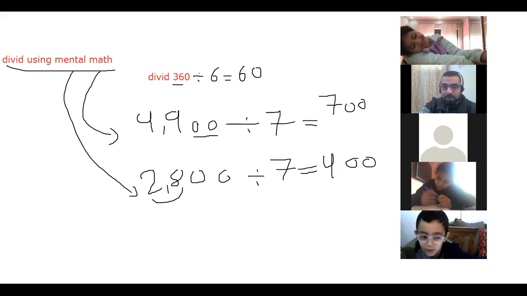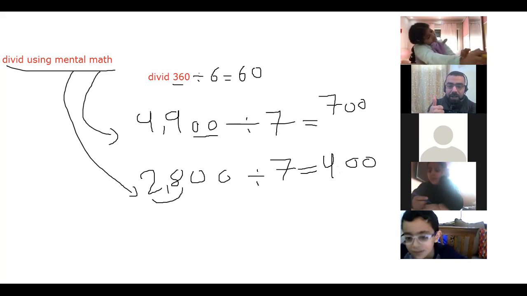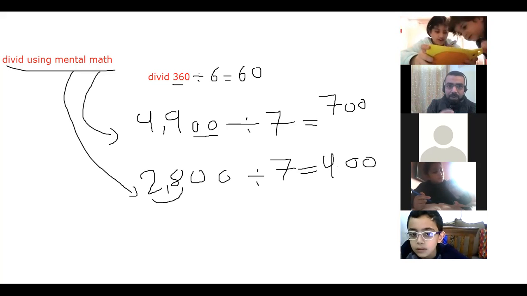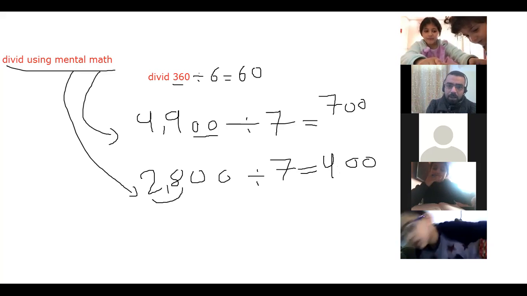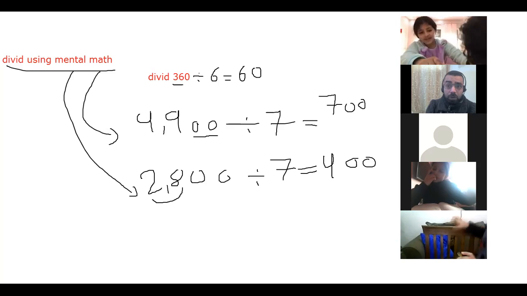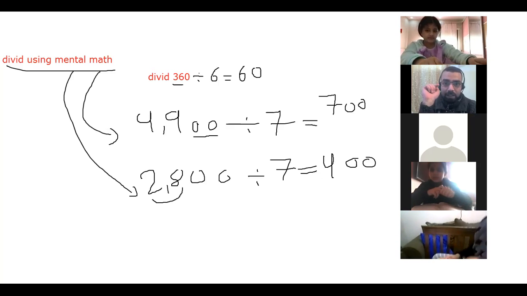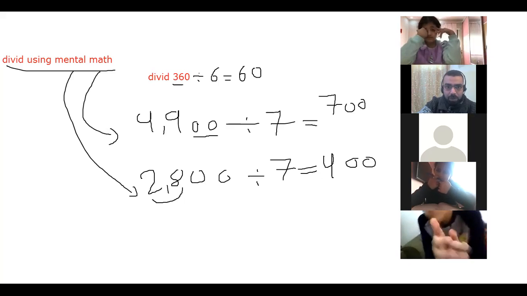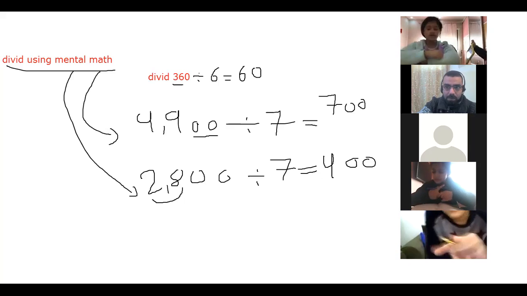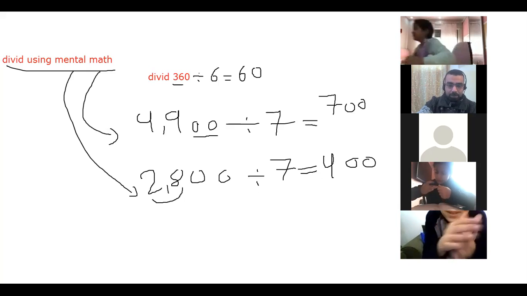Do you understand this? At first, we divide the non-zero digits. Then we count how many zeros we have left and put them. Do you have any problem with that? Yes, yeah. Malak.